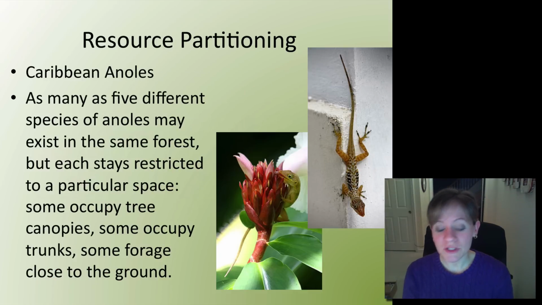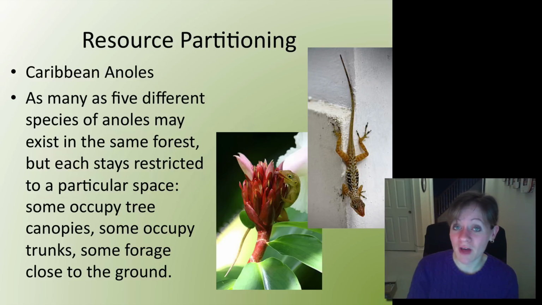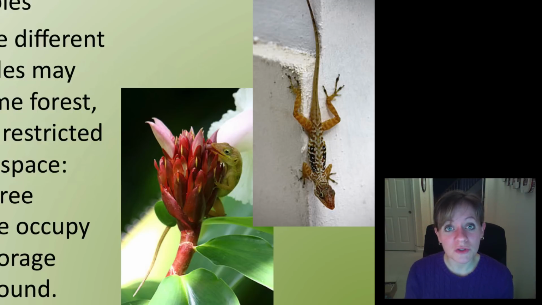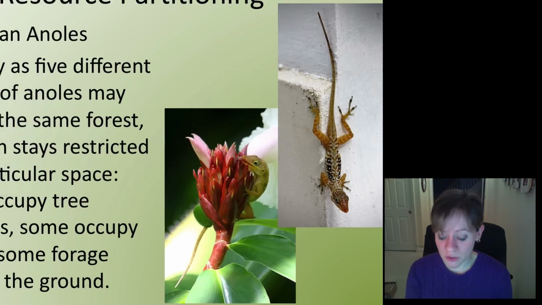So here's an example of resource partitioning with the Caribbean anole. As many as 5 different of these little lizard guys can exist in the same exact forest, 5. But each of them has their own little niche. Some occupy the high canopies, some occupy the lower trunks, and some forage closer to the ground or even under the ground. So that's a perfect example of resource partitioning.